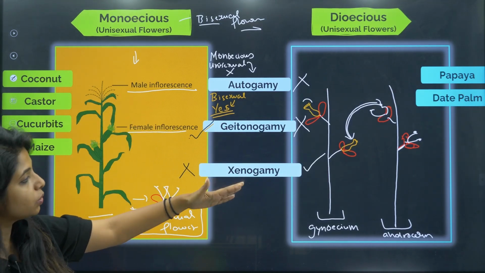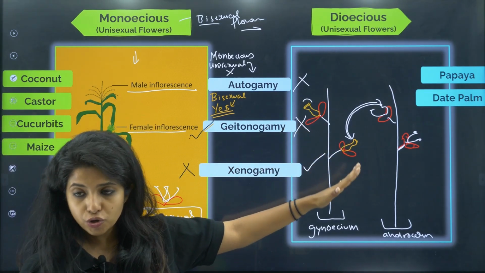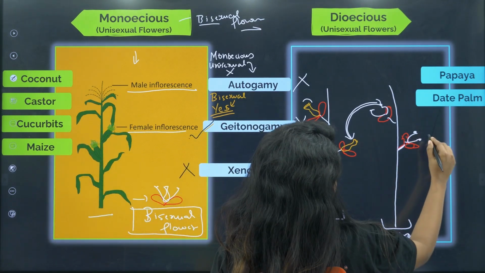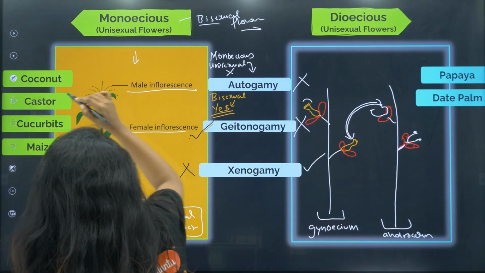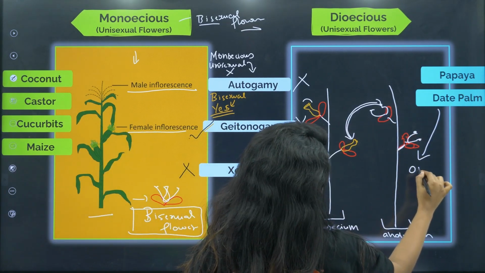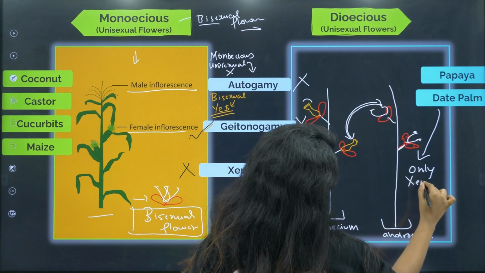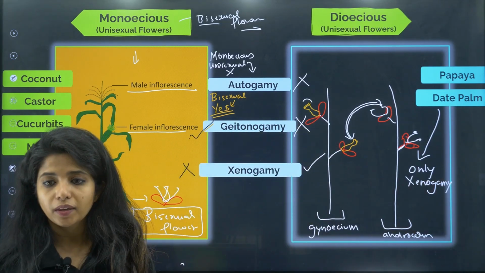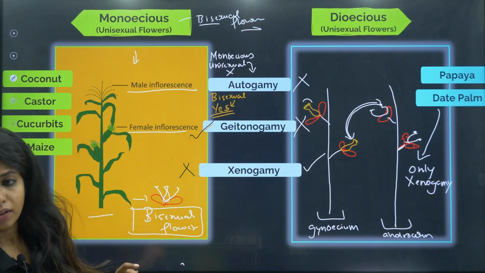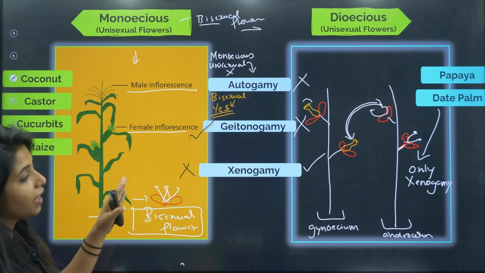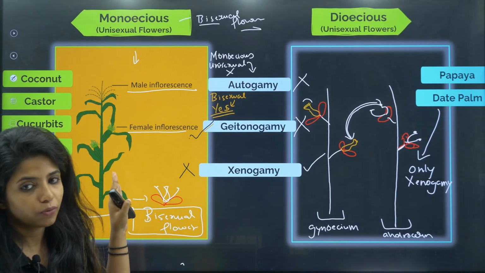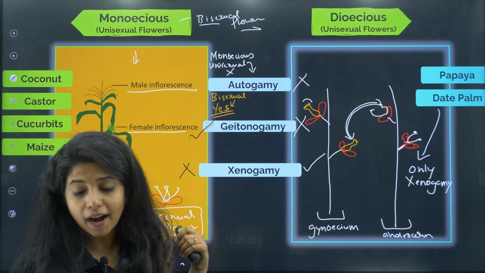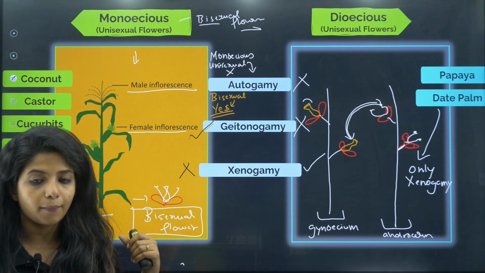Okay. Talking about xenogamy, papaya and date palm can show it. Only thing that they can show is xenogamy. On the other hand, if we talk about the monoecious ones, if it is the same plant, can they do xenogamy? The answer is no. If there is one more plant like that, then probably chances are there. But if you talk about the same plant, they cannot show xenogamy. Okay?